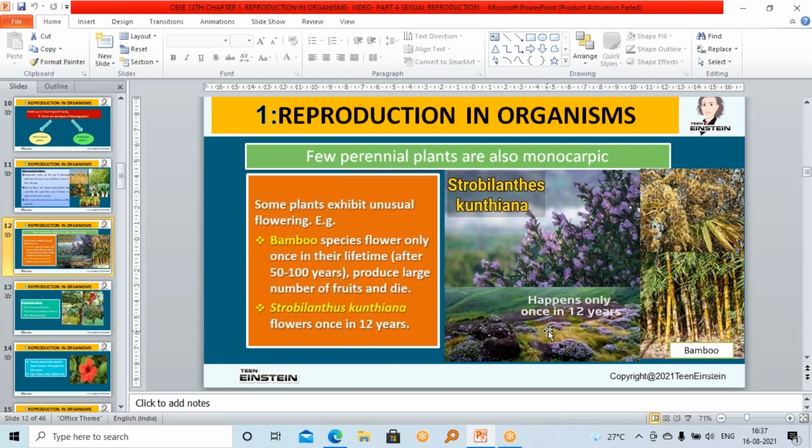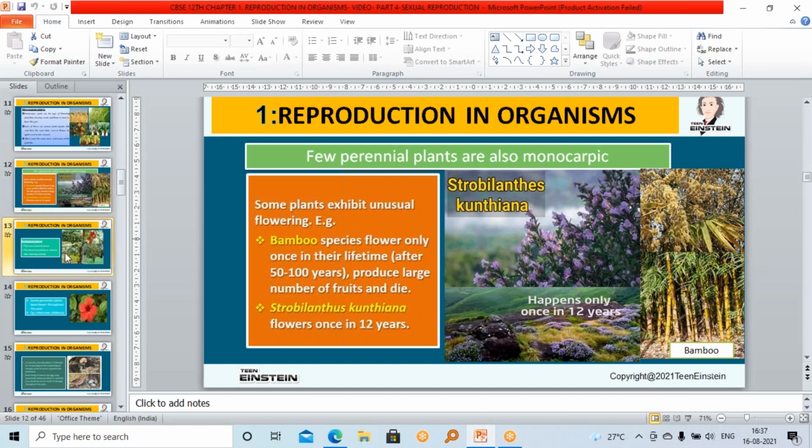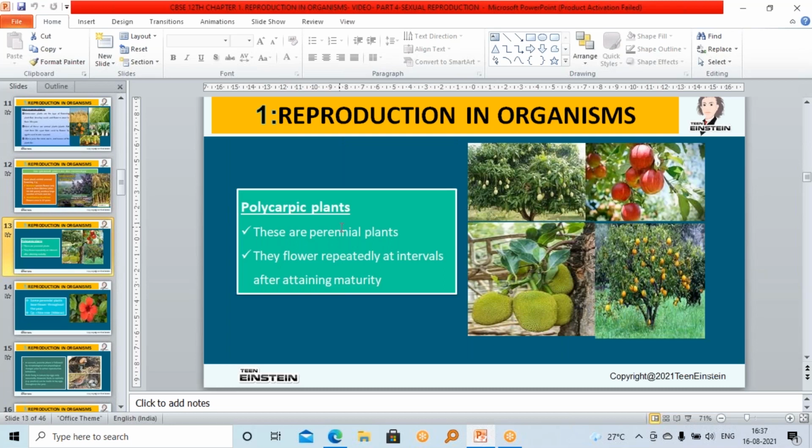So bamboo and Strobilanthes kunthiana will flower only once in their lifespan. Next is polycarpic plants. So now you have learned about monocarpic plants, which flower once in their life cycle. We have studied two special cases in that, Strobilanthes kunthiana and bamboo. These are perennial plants. Even bamboo is also perennial. It is existing for so many years. But Strobilanthes kunthiana is flowering once in 12 years, and bamboo, after flowering, that plant dies. But it is flowering after so many years.